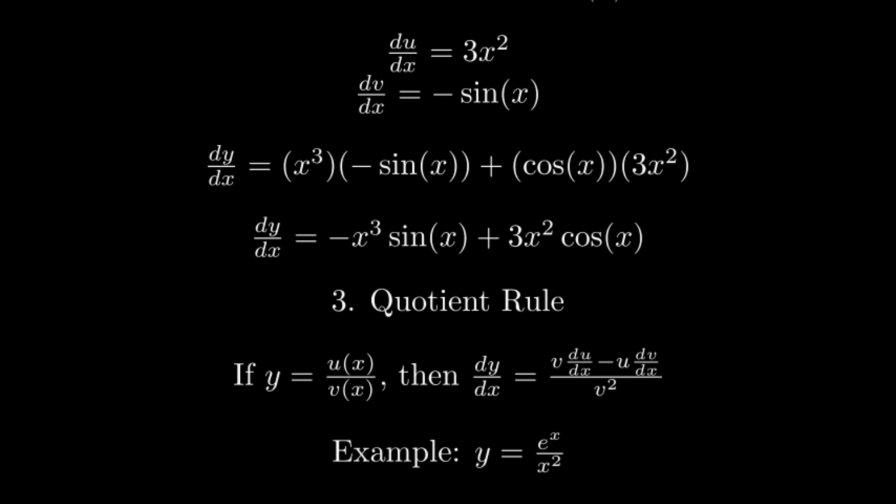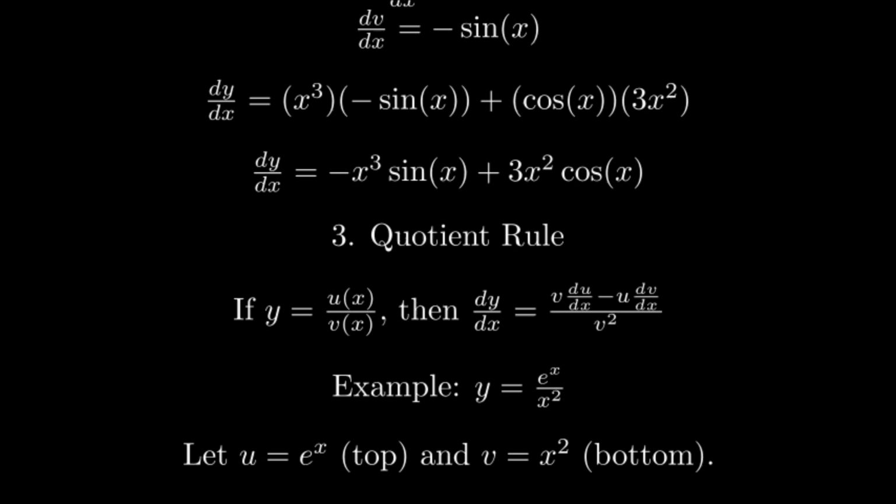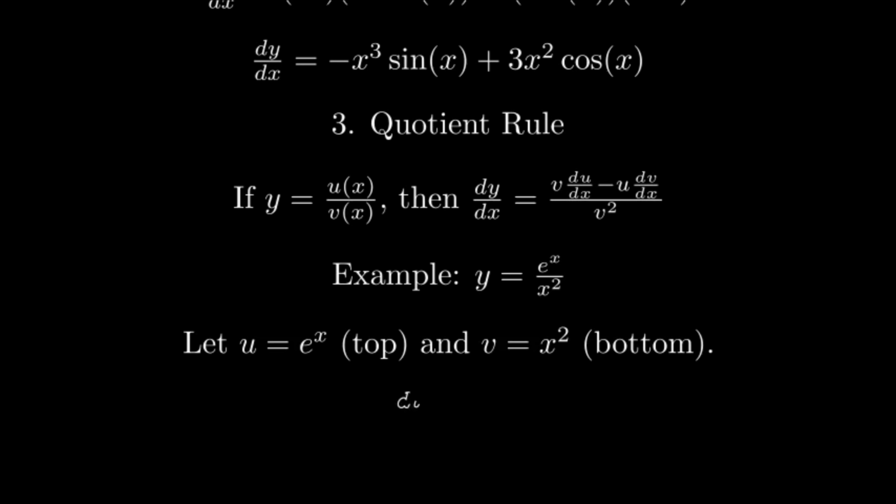Let's differentiate y equals e to the x divided by x squared. Our top function, u, is e to the x. Our bottom function, v, is x squared. The derivative of u, e to the x, is just e to the x. The derivative of v, x squared, is 2x. Now, we carefully substitute these into the quotient rule formula.